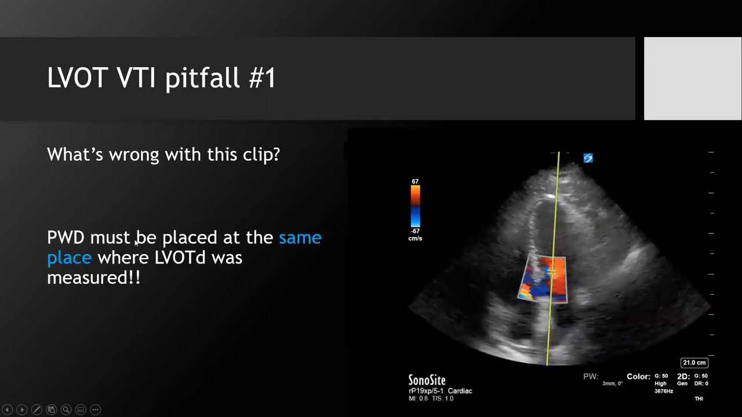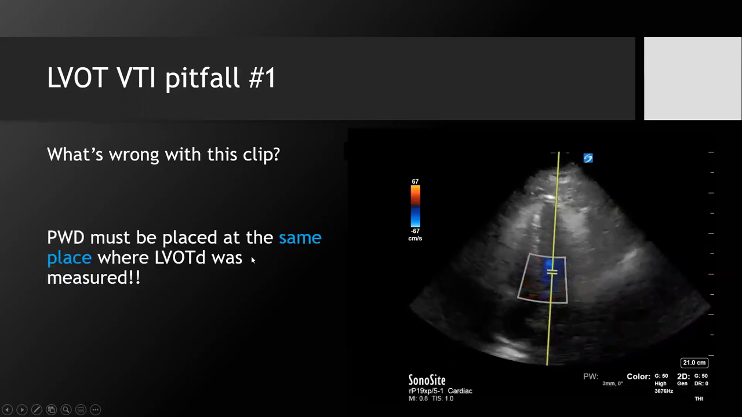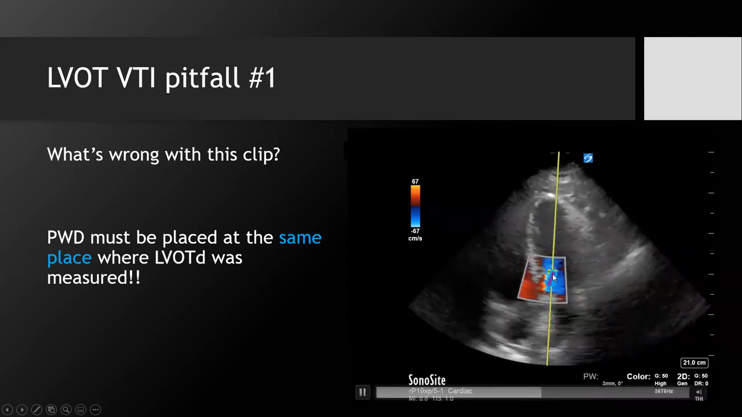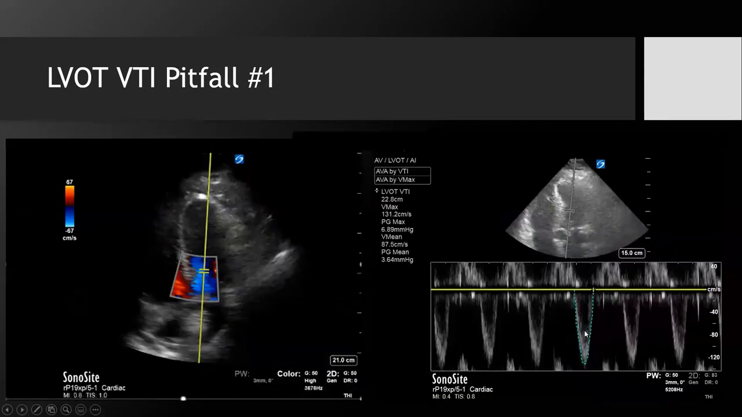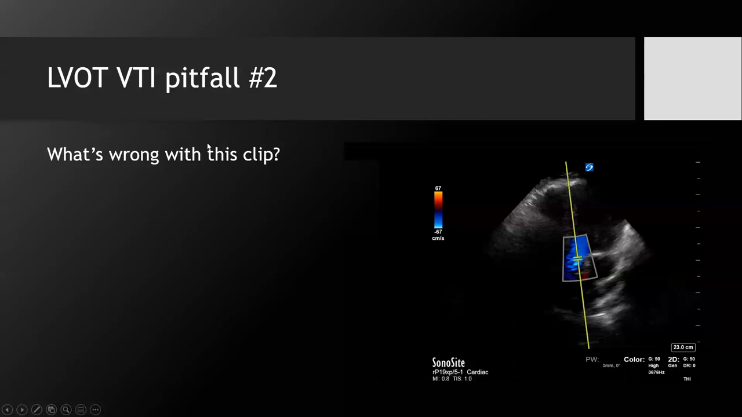Your pulse wave Doppler has to be placed at the same place where the LVOT diameter was measured, right? Move that down. If you did it here, you might get something that looks like this, right? Look at where that pulse wave channel is. And so you're getting this nice, huge thing, not accurate. See how low this is? In the LV, inaccurate. It's got to be in that channel. That's a major pitfall, very common problem. Question 2, what is wrong with this clip?